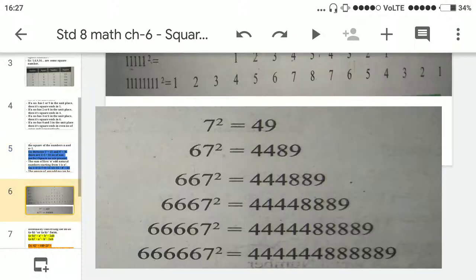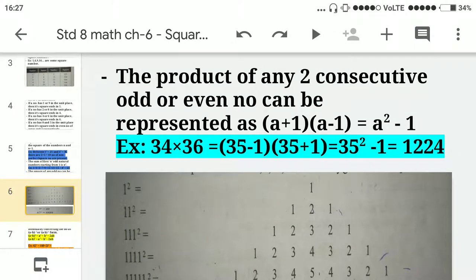Okay. Now let's see some more properties here. The product of any two consecutive odd or even numbers can be represented as (a plus 1) into (a minus 1), that is a square minus 1. That means if you are multiplying two consecutive odd numbers or even numbers, you can represent it as the product of a plus 1 and a minus 1. Then without direct multiplication, you can go this way: in this case 34 into 36, where 34 is 35 minus 1 and 36 is 35 plus 1. Then directly you can say 35 square minus 1, which is 1224.